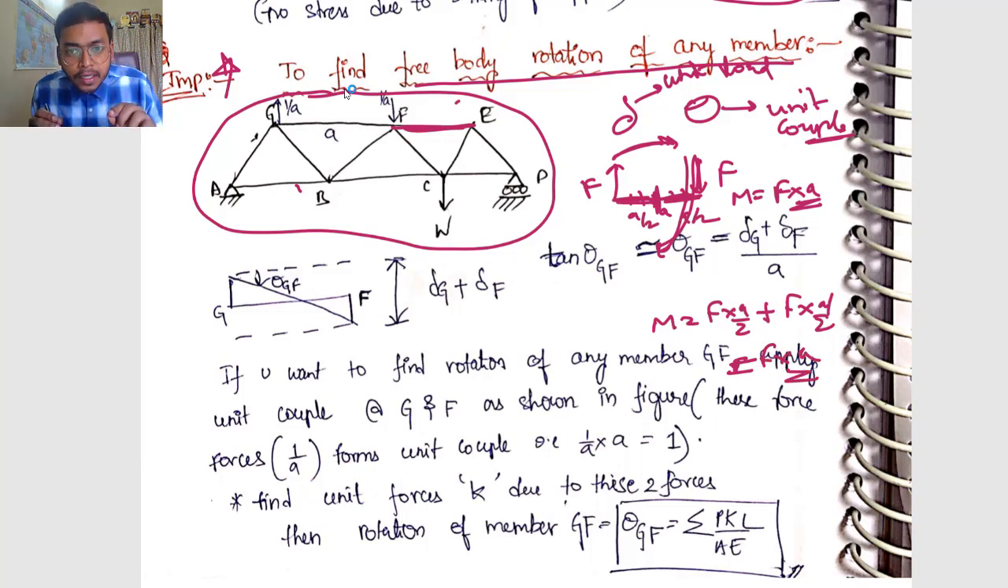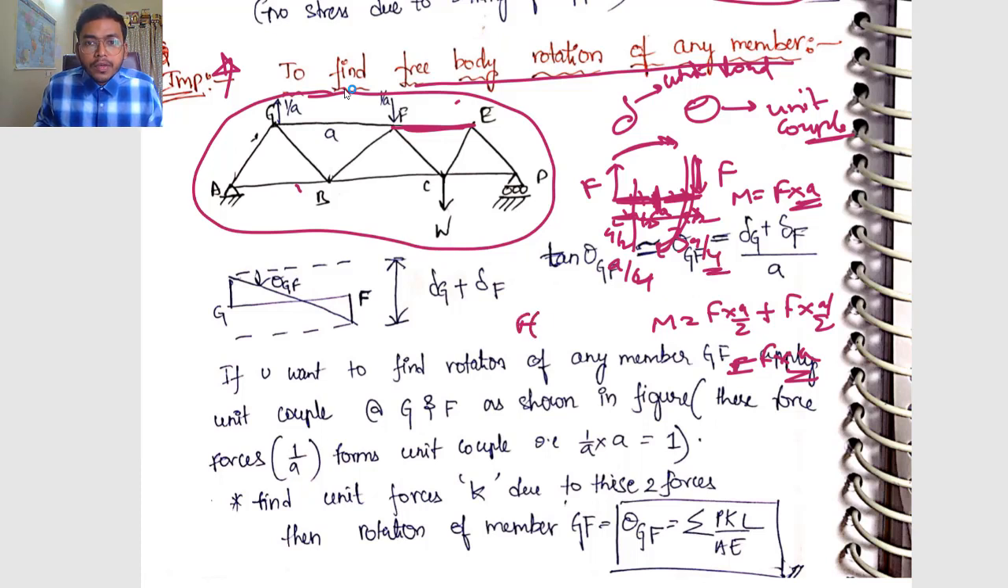So a couple produces a constant moment between these two points, anywhere. Even if you take the quarter point, a by 4 distance and the remaining 3a by 4, then F into a by 4 plus 3a by 4 will be the moment, so again F into a. This is the importance of a couple. If there are two unlike parallel forces of equal magnitude, then a constant moment is generated between these two forces. Let me erase this.